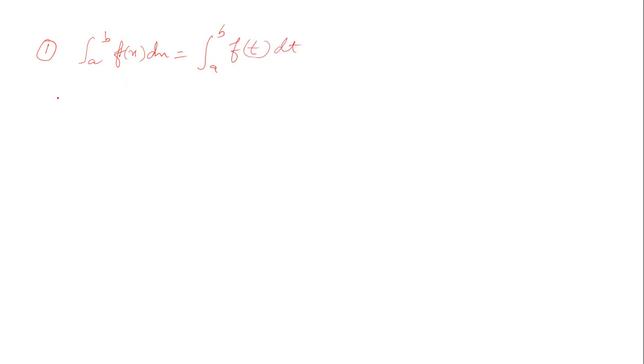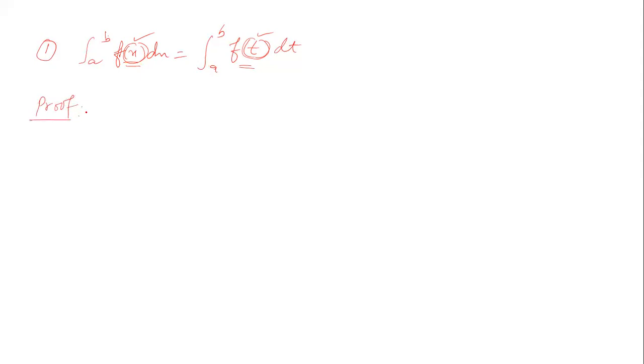This property means if the limits, the upper limit and the lower limit, and the function of the definite integral do not change and only the variable changes, you can see here the variable is x and here the variable is t, then the value of the definite integral remains the same. Let's see its proof.